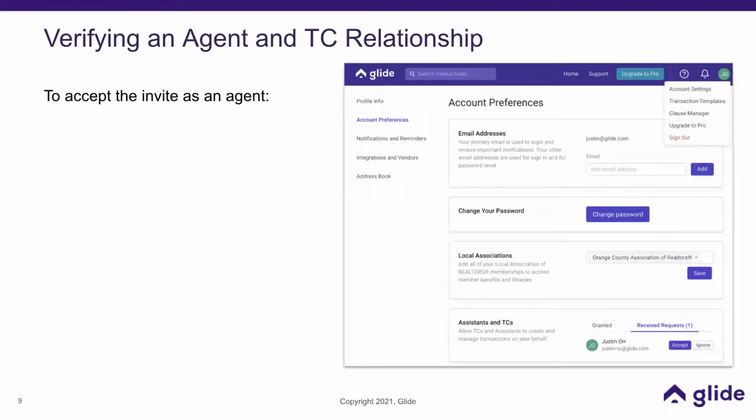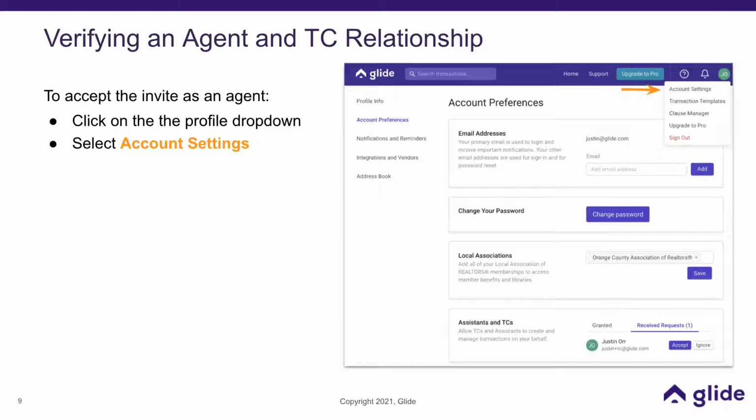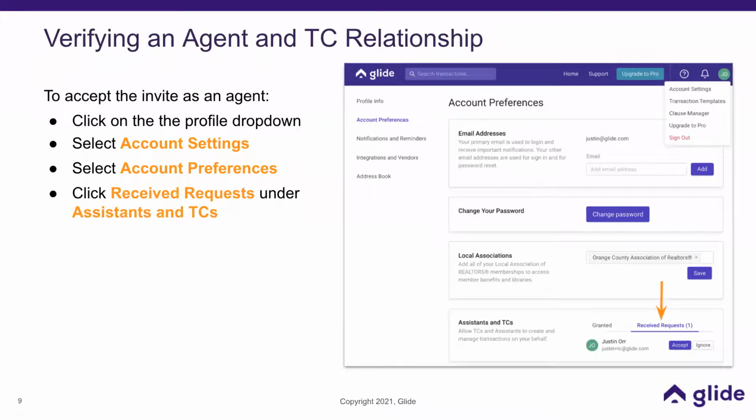If you want to do it from the Glide, you can go into your Glide account, click on that top right-hand side, and this is as an agent now. Click on the top right-hand side on that profile dropdown, select Account Settings, and then on the left-hand side, select Account Preferences. So we're going into the same area. But now as an agent, you're going to find the tile that says Assistants and TCs, and look at the right-hand side, there's two tabs.